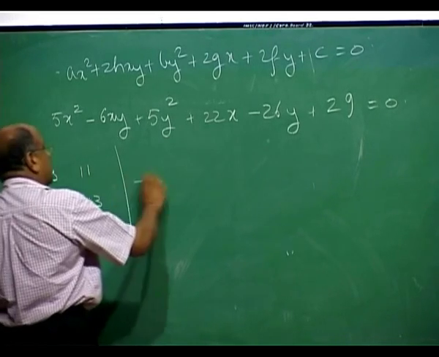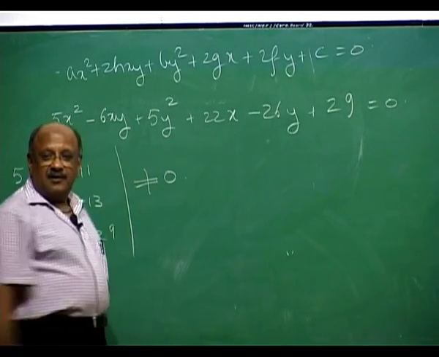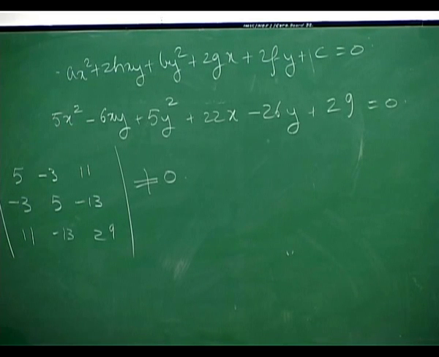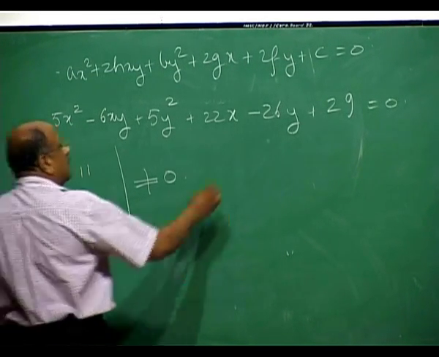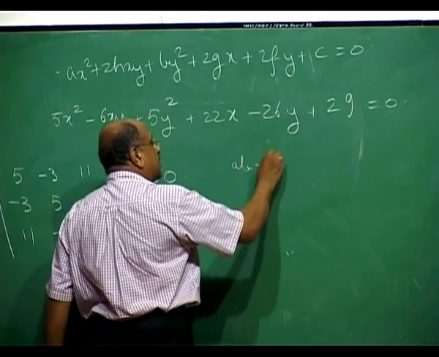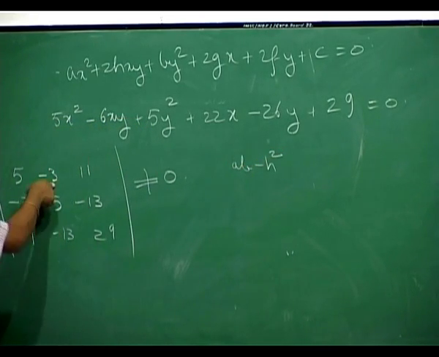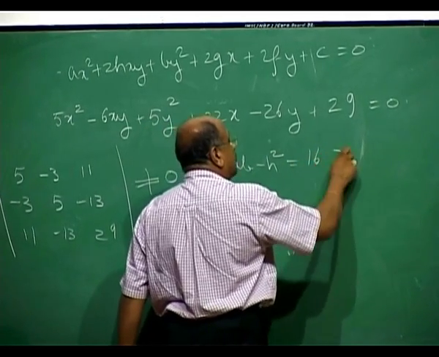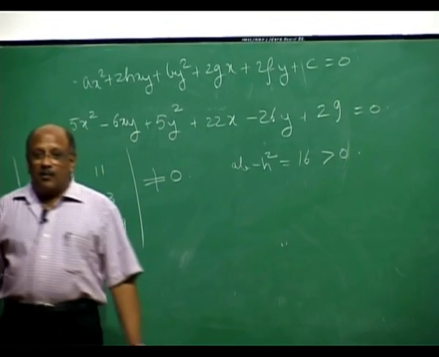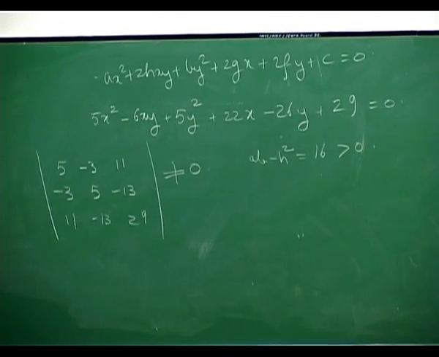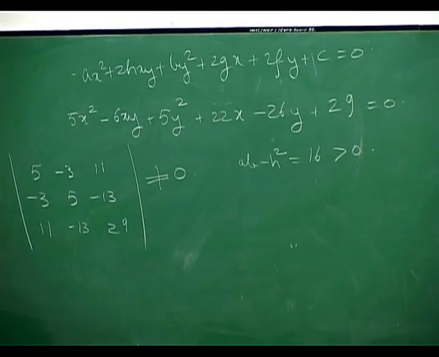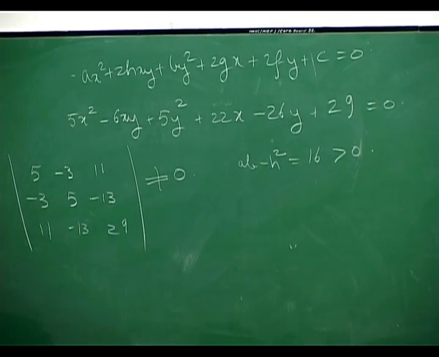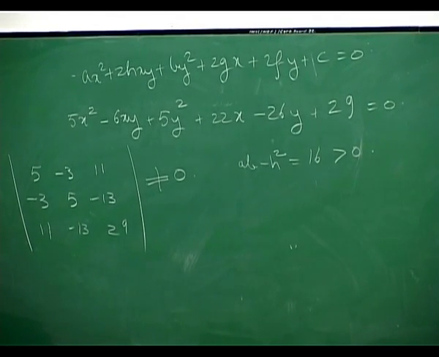And you can check that this determinant is not 0. So ab minus h square is 25 minus 9, which is 16, which is positive. So either both eigenvalues will be positive or both eigenvalues will be negative. So either you are going to get empty set or an ellipse.